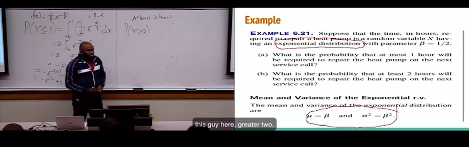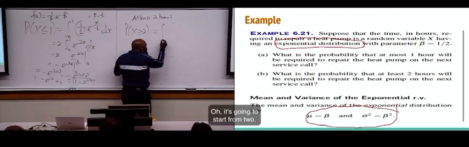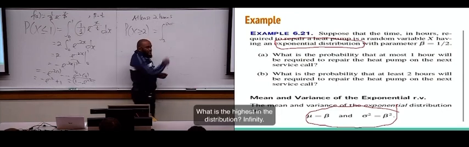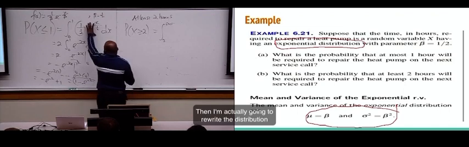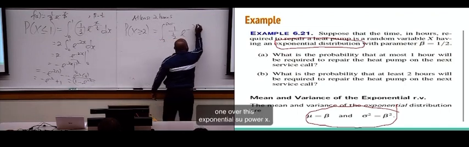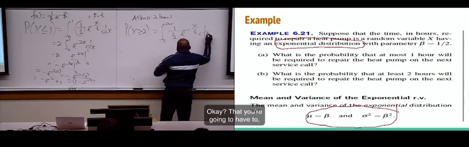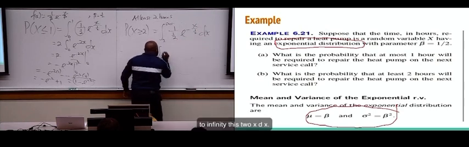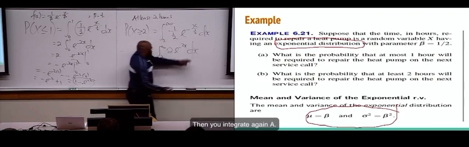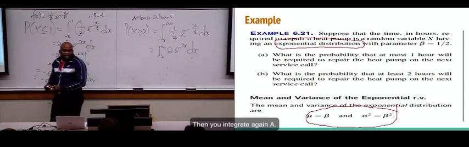Greater than or equal to 2. It's going to start from 2. What is the highest in the distribution? Infinity. Then I'm going to rewrite the distribution, one over this exponential raised to power this, dx. So you're going to have the integral from 2 to infinity of this, dx. Then you integrate again. Go ahead.